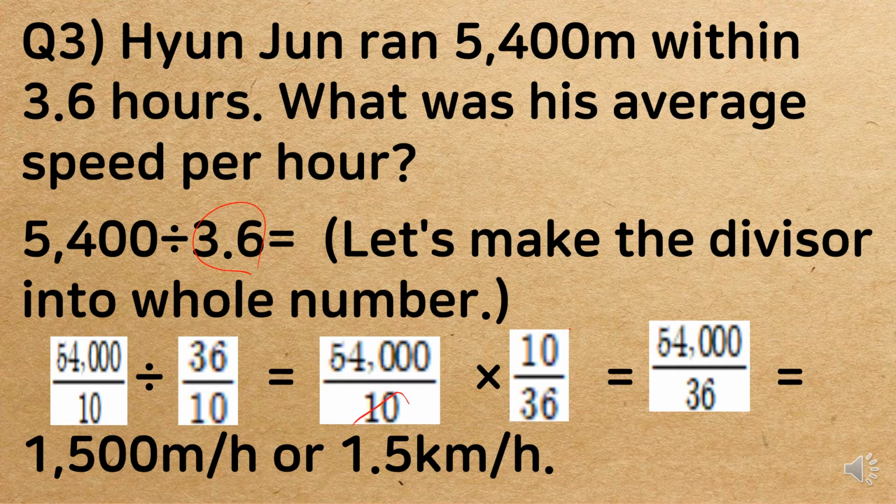Cancelling out 10, 10, then 54,000 over 36 equals 1,500 meters per hour, or 1.5 kilometers per hour.